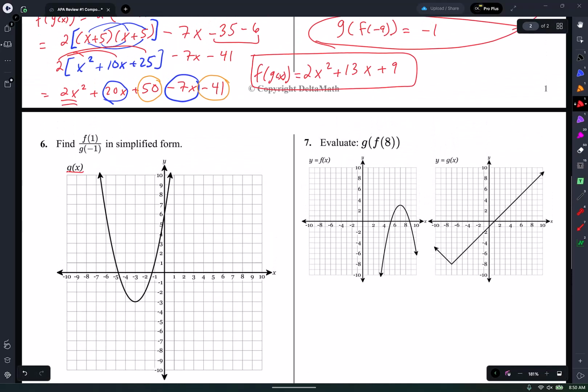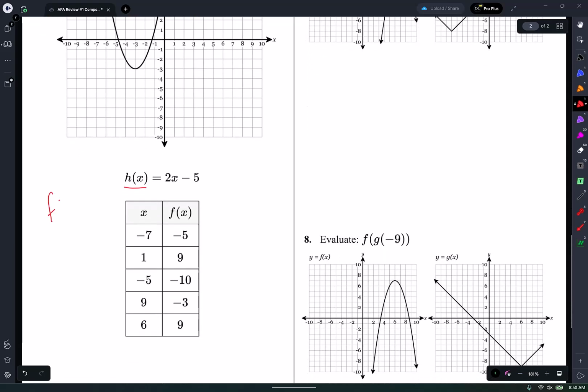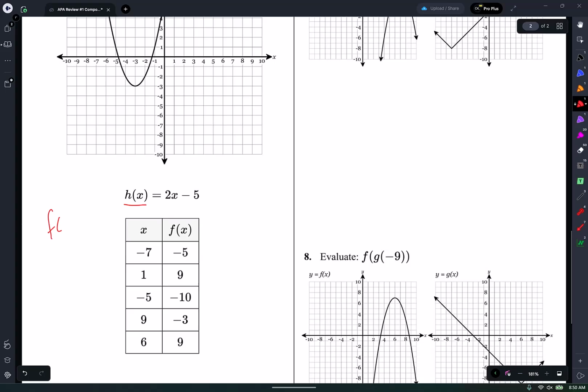And this time, they just tell me, I want to know what f of 1 divided by g of negative 1 is. That's all they want. So I come to the side and I say, okay, let's find f of 1 first. Let's find f of 1.